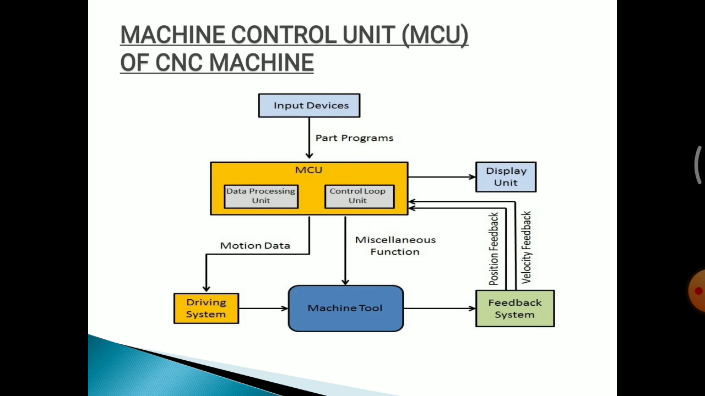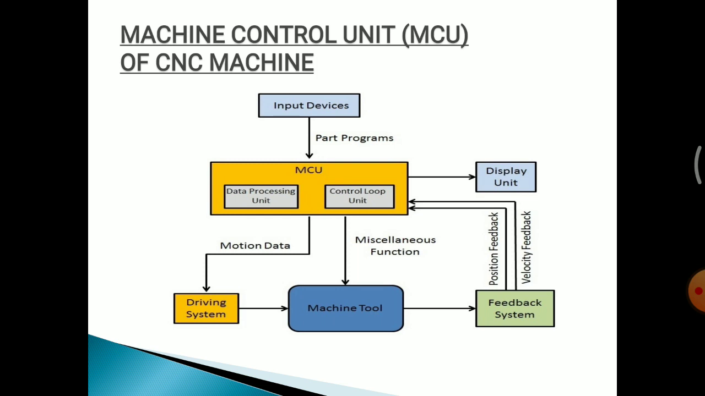The driving system is nothing but motors which are used to move the cutting tool as well as the table on which the workpiece is mounted. The feedback system is used to give position feedback as well as velocity feedback. Position feedback of the cutting tool and velocity feedback of the cutting tool, by which velocity the cutting tool is moving, that is by which feed rate the cutting tool is moving. So that is the duty of the feedback system.